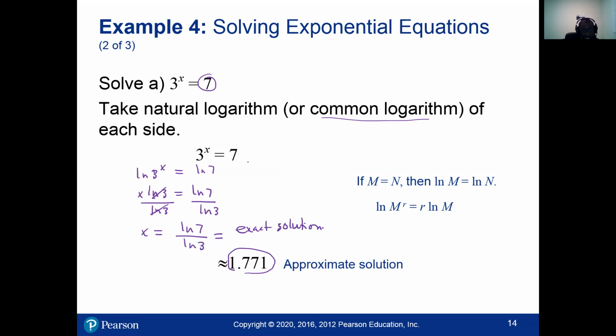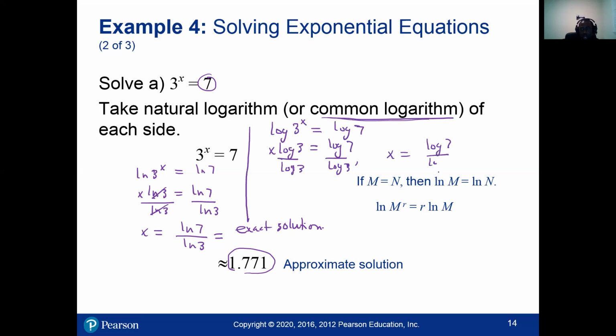Yes, if I take the common log on both sides, so that is log to the base 10 of 3 to the x is equal to log of 7. Use the same property, it becomes x times log of 3 is equal to log to the base 10 of 7. Then divide both sides by log of 3, so x is equal to log 7 over log 3.